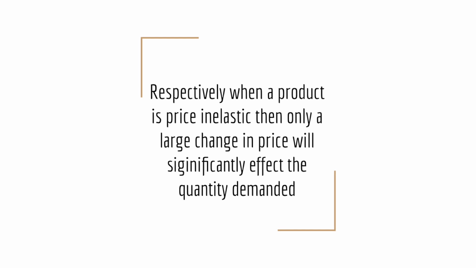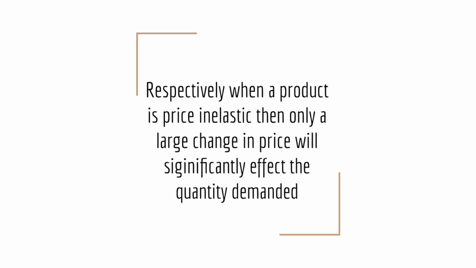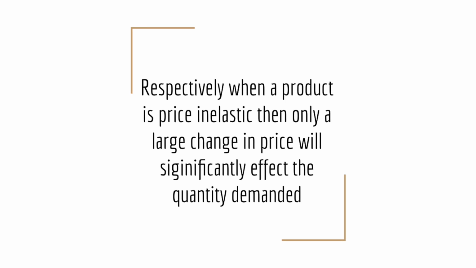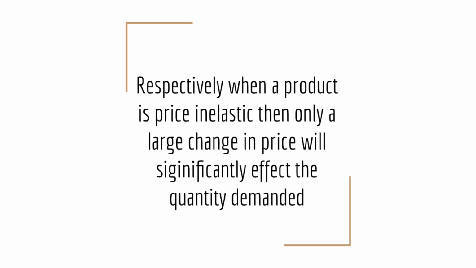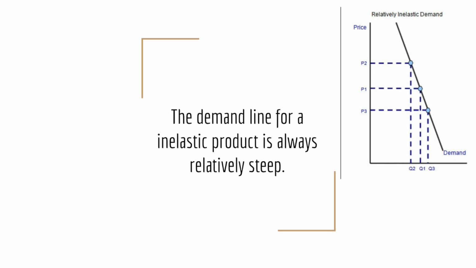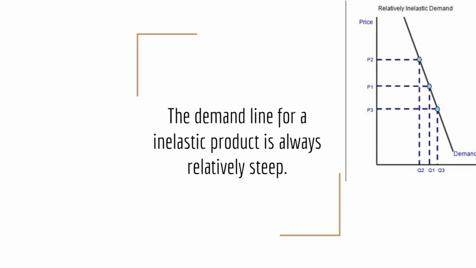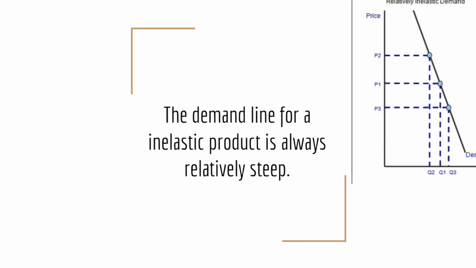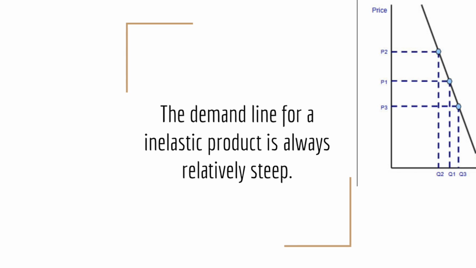Respectively, when a product is price inelastic, then only a big change in price will significantly affect the quantity demanded of a product. For example, when the price of butter goes up by $1, then the quantity demanded will not decrease significantly. When the product is price inelastic, then the line will be steeper. So when the price of butter goes up from 200 cents to 250 cents, the demand will decrease only by 100, from 1,000 to 900.